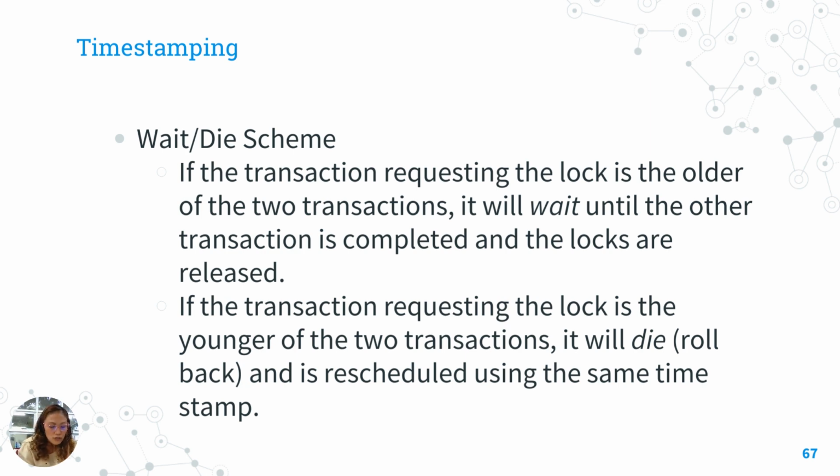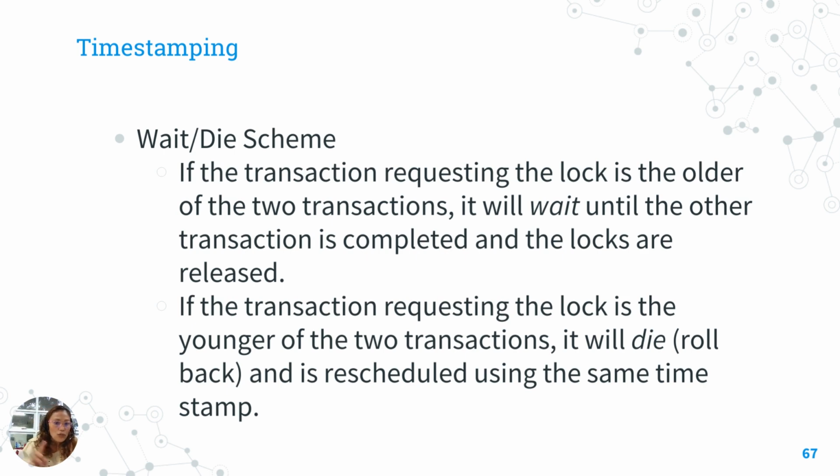But on the other hand, transaction 1 is older than transaction 2, meaning transaction 1 requested first and transaction 2 also requested. Now, if transaction 2, the younger one, tried to request the lock, then transaction 2 will be rolled back or will die so transaction 1 can acquire the lock first.